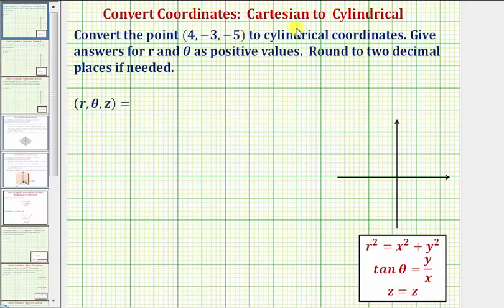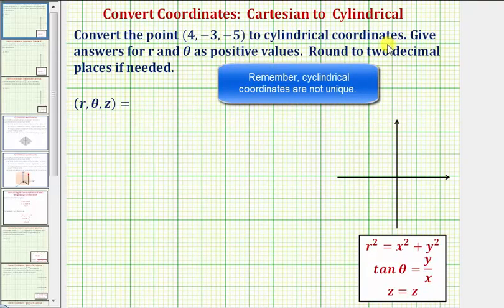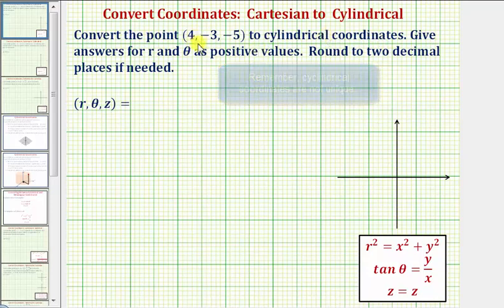We're given a point in Cartesian coordinates and asked to find possible cylindrical coordinates. So the given point has coordinates 4, -3, -5. So we know x equals 4, y equals -3, and z equals -5. To find possible cylindrical coordinates, we'll need to find r, theta, z, but we are asked to use positive values for r and theta and also to round to 2 decimal places if needed.